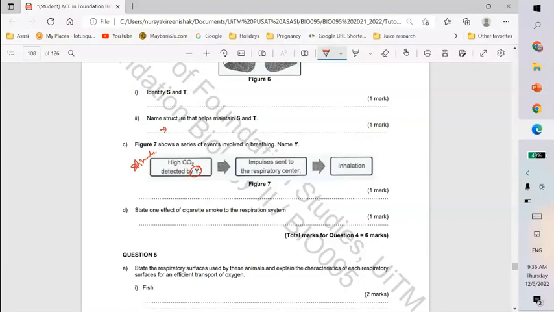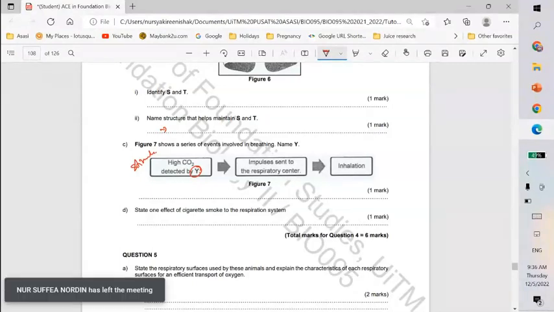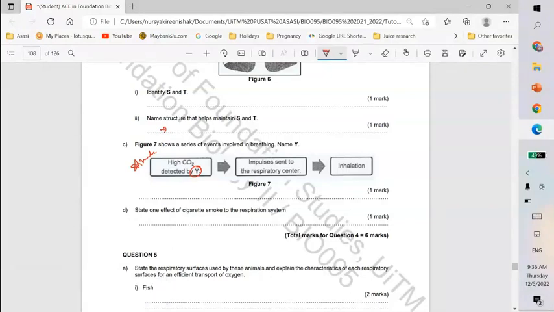Carotid artery. Carotid artery has a stretch sensor, not sure. We saw a previous question earlier, I don't remember who did it. It started with C. Peripheral chemoreceptor. To be more specific, it is peripheral chemoreceptor because it detects carbon dioxide.